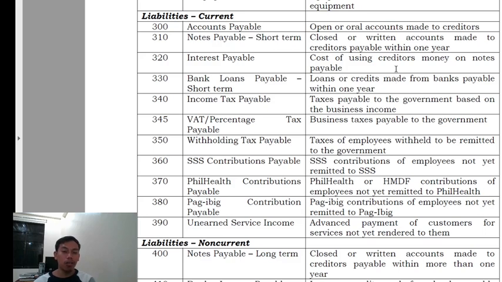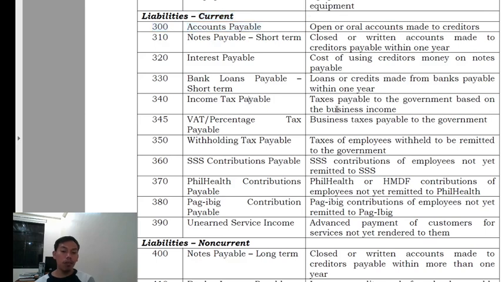D-E-B-T-O-R. Debtor. So, kung sino ang may debt or may utang, that is called the debtor. So, kapag may mga payables tayo, we are a debtor. Ginamit natin pera ng creditor, humiram tayo. The cost of that is interest. What if umutang tayo sa bangko? Di bank loans. Kapag mababayaran mo siya within 1 year, di short term or current.